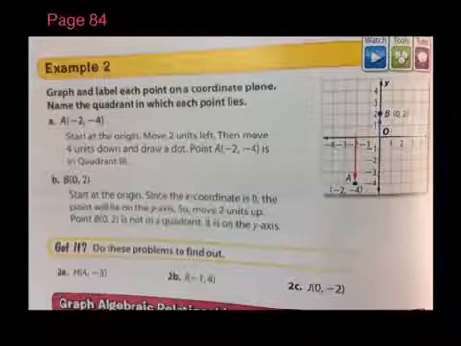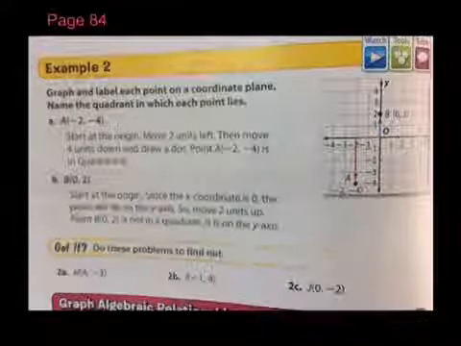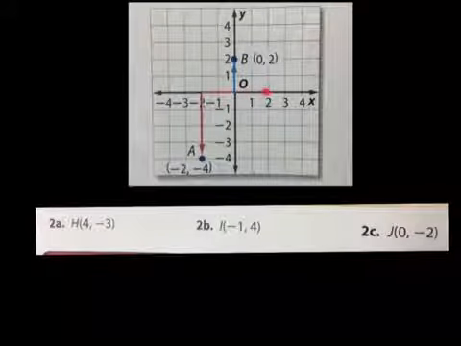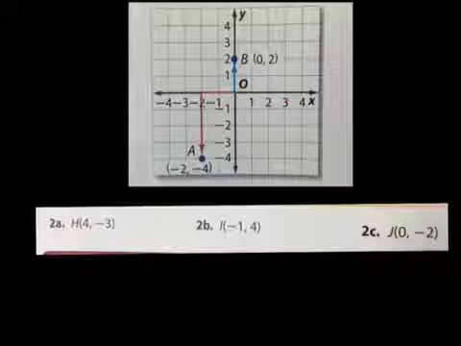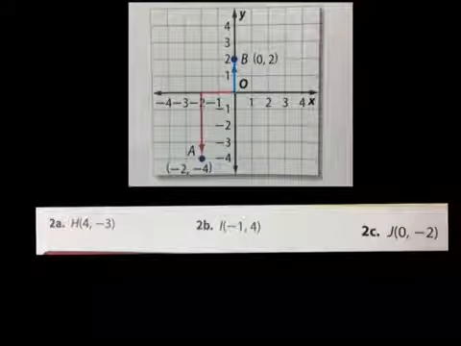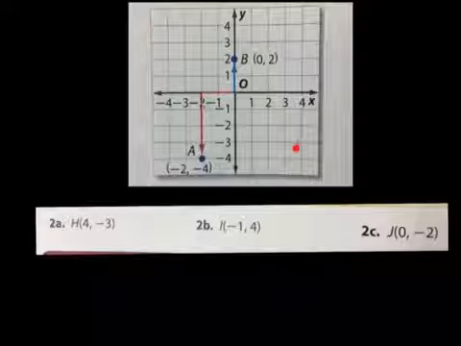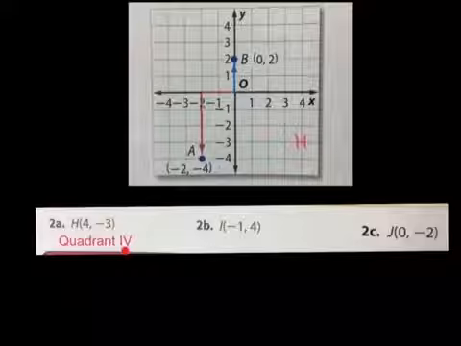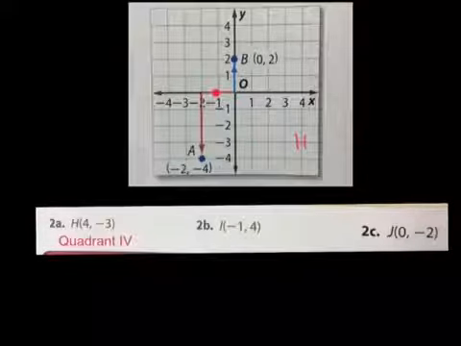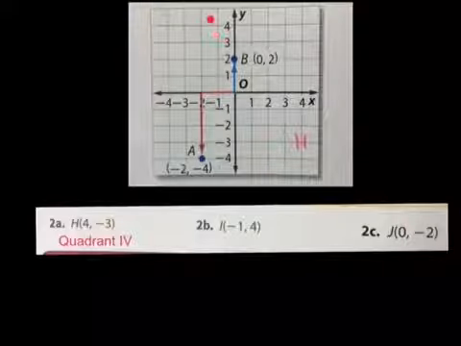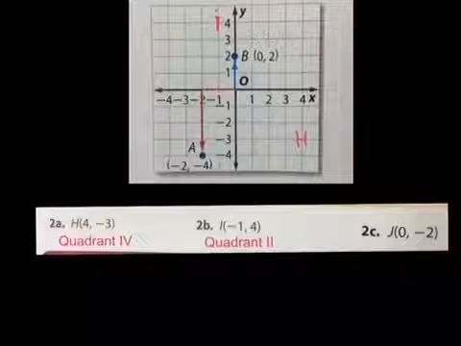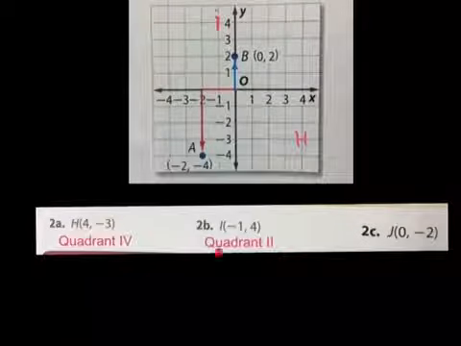Let's do it with H, I, and J. H, we have on the x, we have 4, so we go 1, 2, 3, 4 to the right on the x-axis, and -3, so 3 down, 1, 2, and 3. Okay, so there's our H in quadrant 4. Let's try I. (-1, 4). 4 up, and there we go. Okay, I is right there, sorry. And it's in quadrant 2.